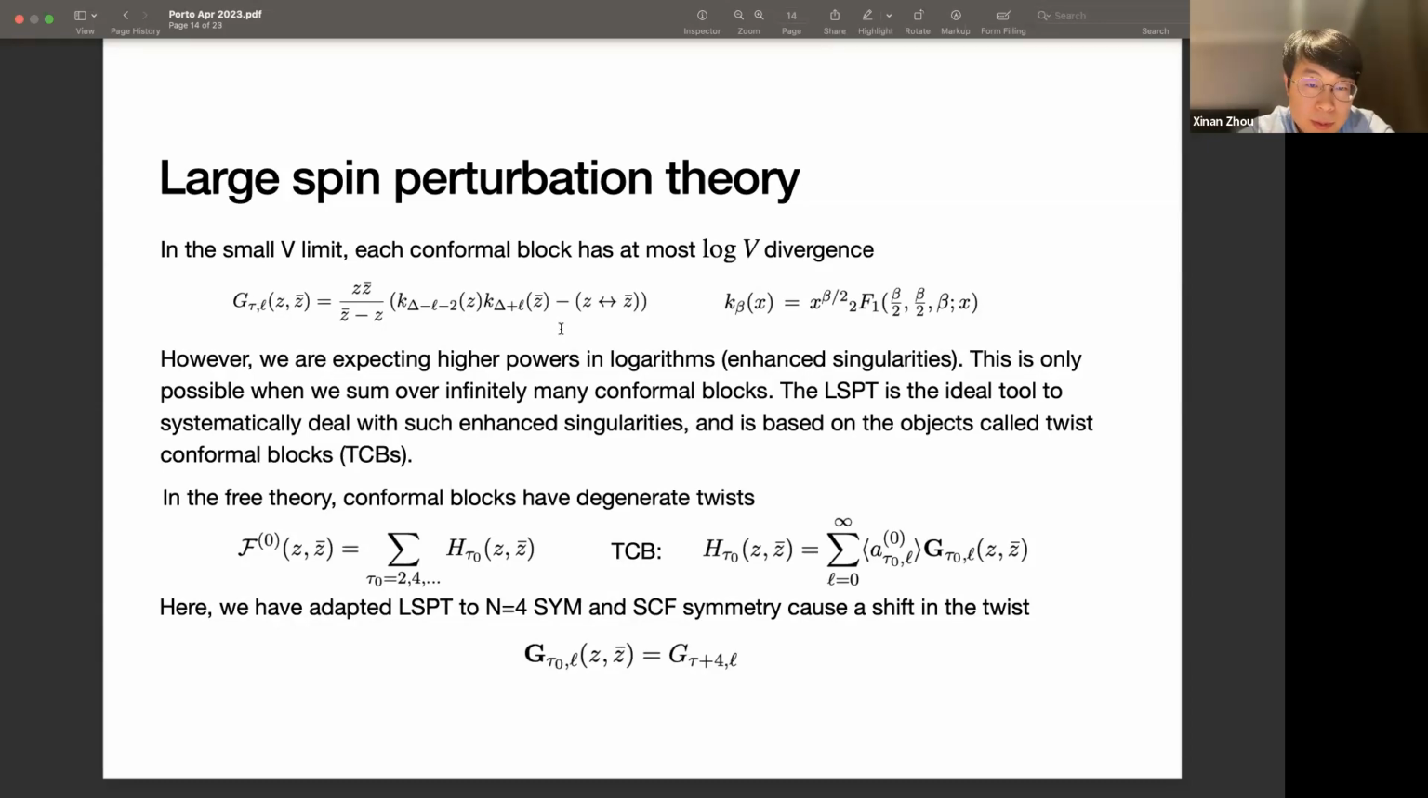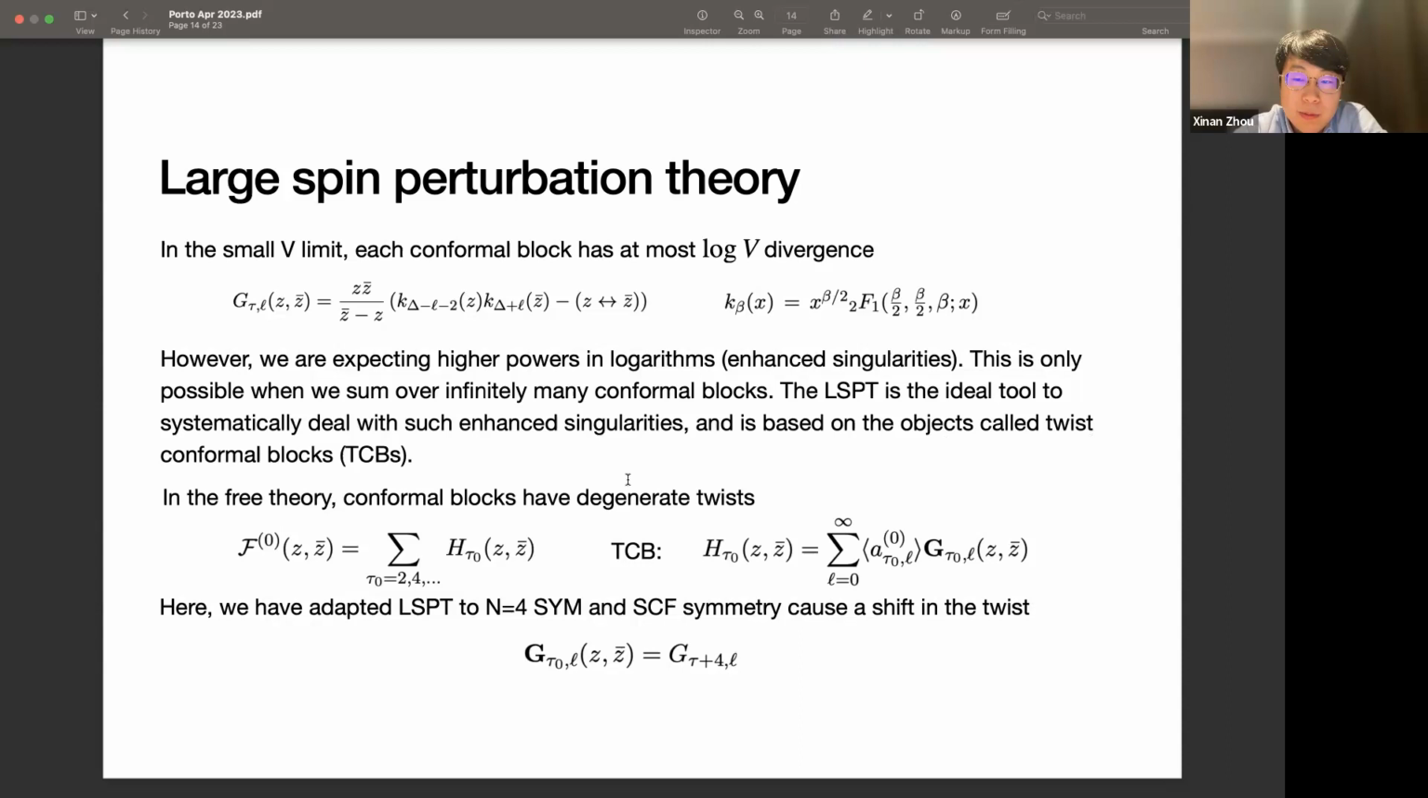However, as I was describing the strategy, we saw that the reduced correlator is expected to have higher powers of these logs. These are usually called enhanced singularities in the literature, and clearly this is not possible by using finitely many conformal blocks; it only comes after we sum over an infinite number of conformal blocks. The large spin perturbation theory is the ideal tool to systematically deal with these infinitely many conformal blocks and also these enhanced singularities. And this method is based on some objects called the twist conformal blocks.